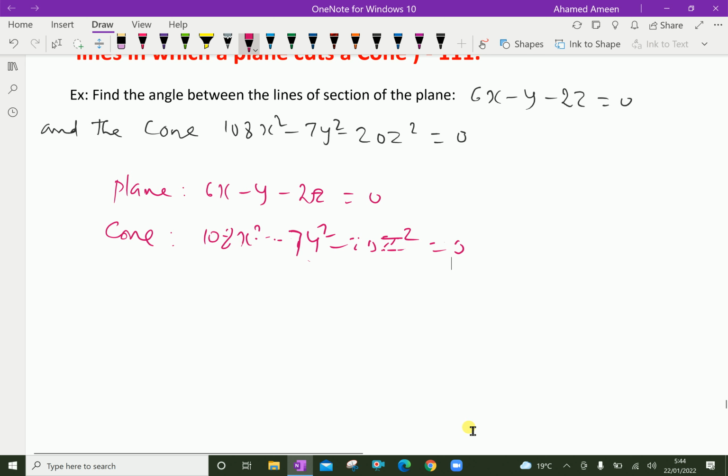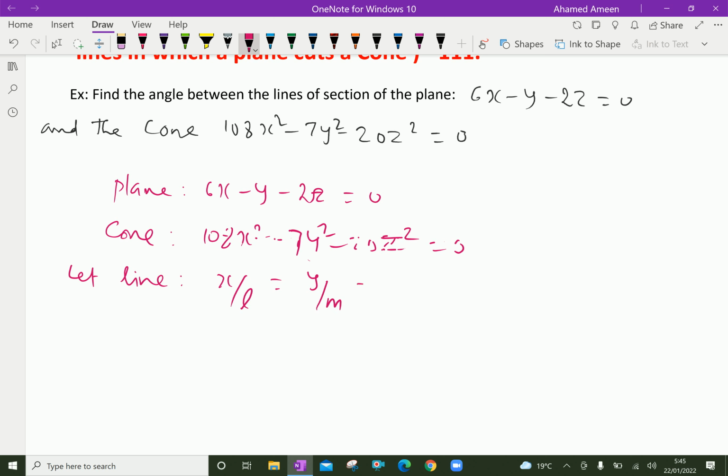Now let the line be x over l equal to y over m equal to z over n, where l, m and n are direction ratios. Let the plane be equation 1 and the cone be equation 2. Now eliminating, we'll put the values x equal to l, y equal to m and z equal to n in both 1 and 2.